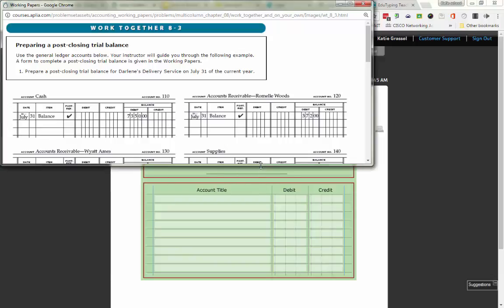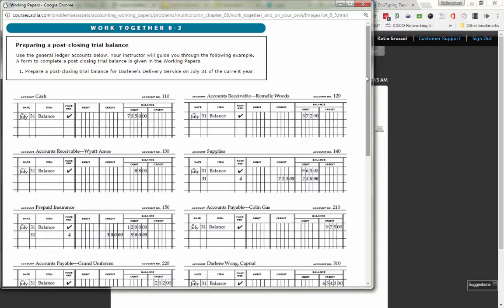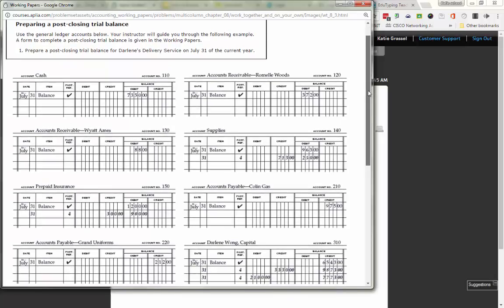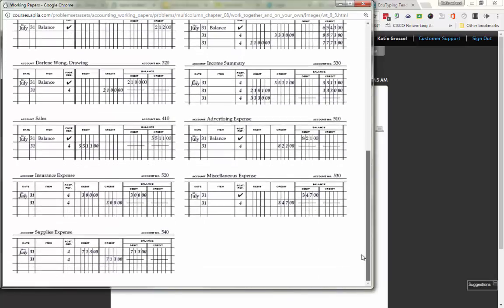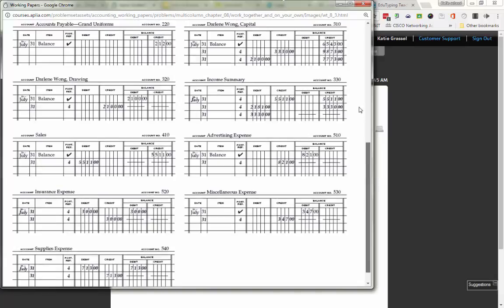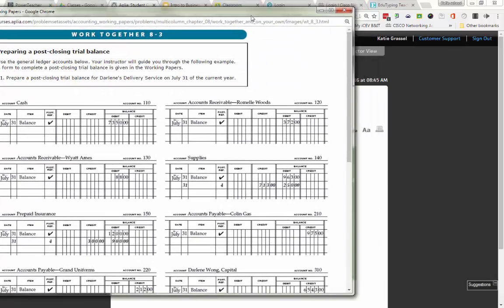I want you to notice in our directions that they gave us our ledgers, meaning it shows us all of the accounts and all of the balances. I am not getting my numbers from my worksheet, my income statement, or my balance sheet. I physically need to get my numbers from my ledger. So what I need to do is take these ledger accounts and put them on my post-closing trial balance.